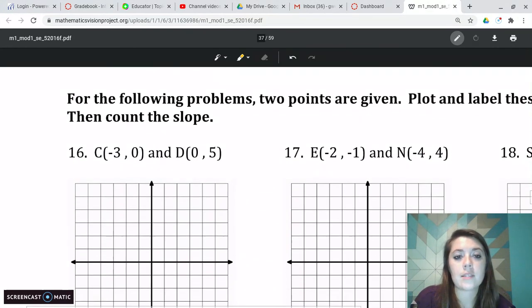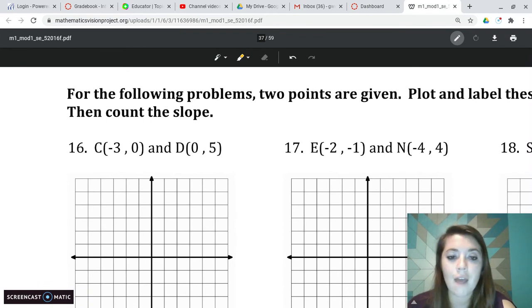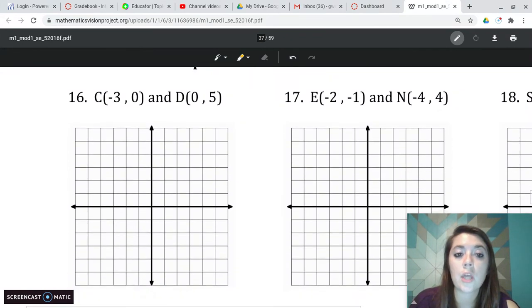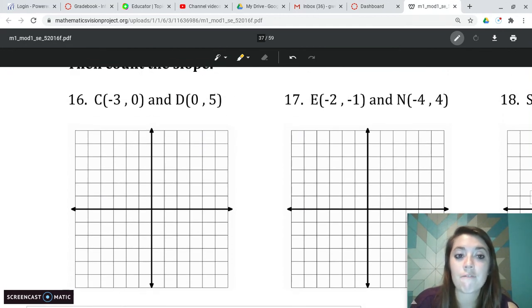All right, and the last section. For the following problems, 2 points are given. You're going to plot and label these points on the graph, and then count the slope. So the slope isn't actually given this time. Notice there's nothing there. We have to find it. So for 16, we have c equals -3. So we go 1, 2, 3. And then the y value is 0, so we stay right there for our c value. D is 0, 5. So we're on the y-axis, and we're going up 1, 2, 3, 4, 5.